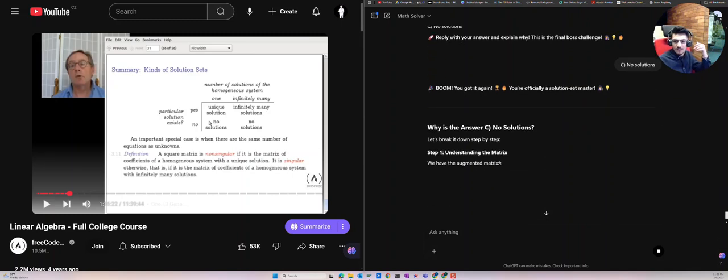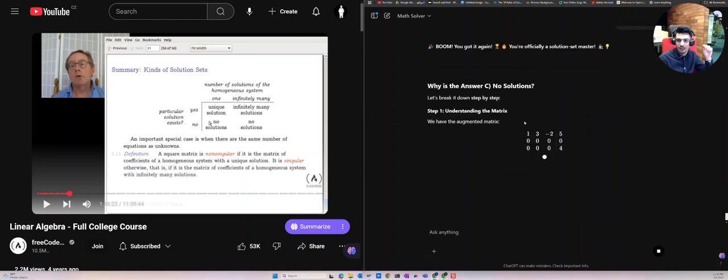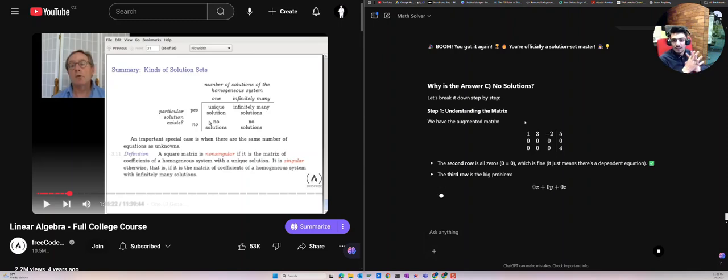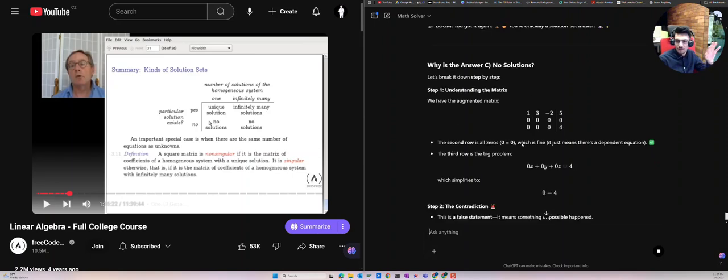Why is the answer C, no solution? Let's break it down step by step. Understanding the matrix, we have the augmented matrix. The second row is all zero. Zero equals zero, which is fine. It means there are dependent equations.